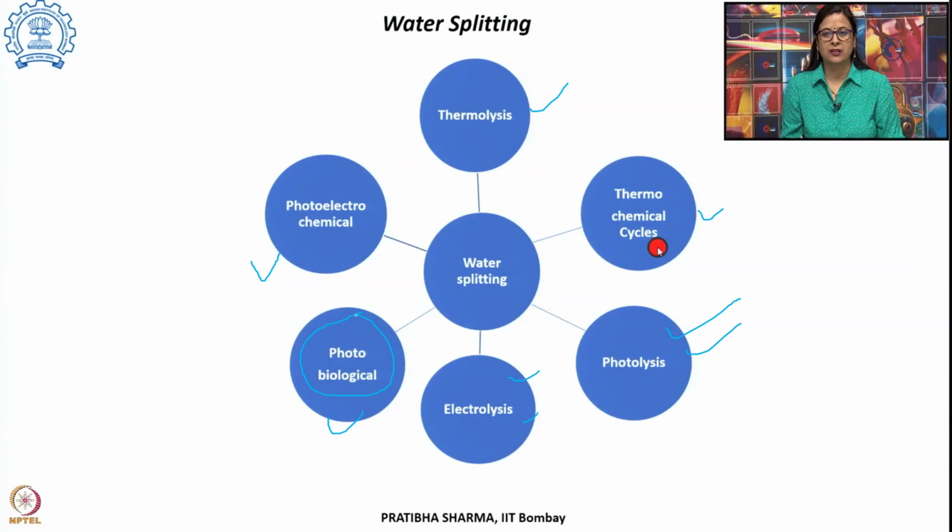Like the tree, in which process oxygen is generated. This sort of process is a biological process. And photoelectrochemical means light, electricity, and chemical also. This is the hybrid process.